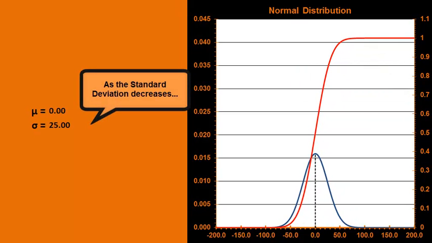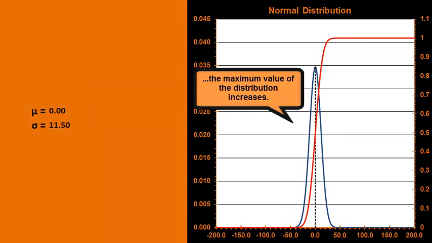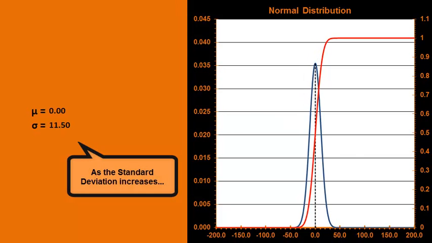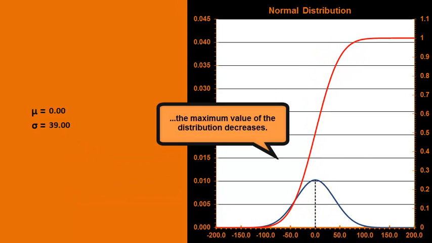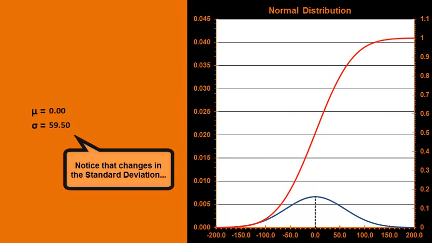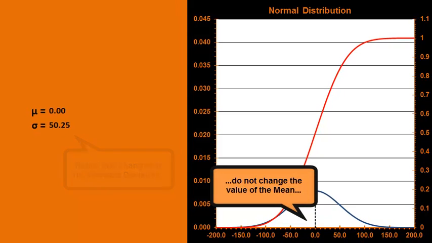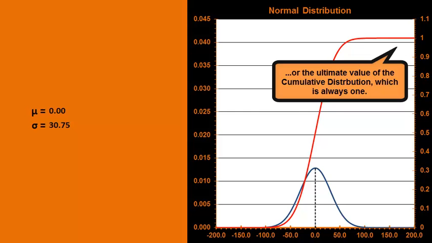As the standard deviation decreases, the maximum value of the distribution increases. As the standard deviation increases, the maximum value of the distribution decreases. Notice that the changes in the standard deviation do not change the value of the mean, or the ultimate value of the cumulative distribution, which is always 1.